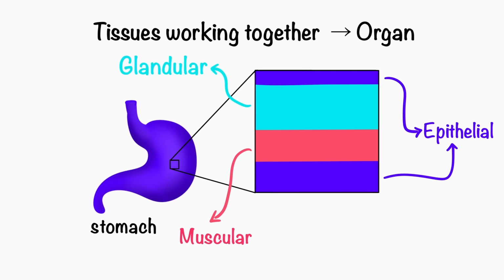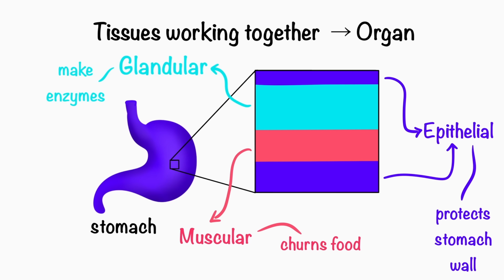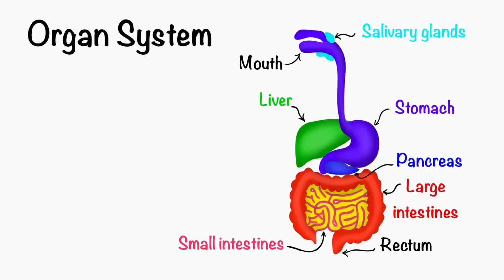Moving up to the next level of organization, different tissues combine to form organs. An organ is a structure made of multiple tissue types working together to perform specific functions. Take the stomach as an example. It contains muscular tissue that moves food around, glandular tissue that produces digestive enzymes, and epithelial tissue that forms protective linings. At the highest level of organization, organs work together in organ systems.